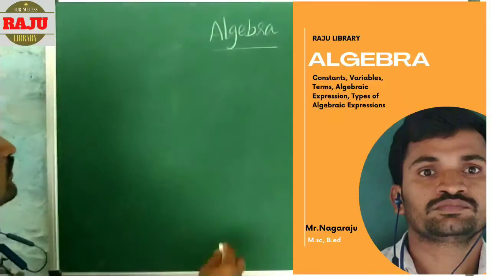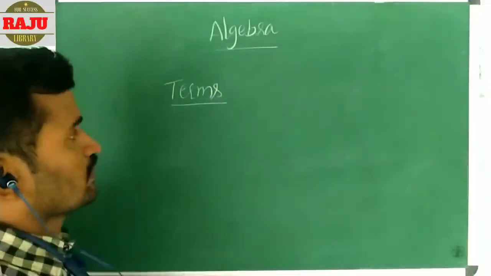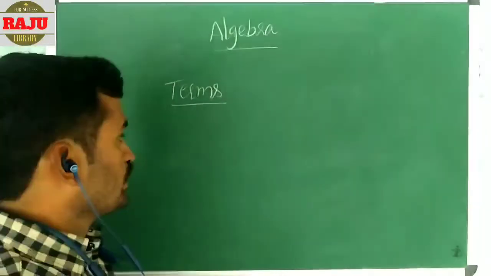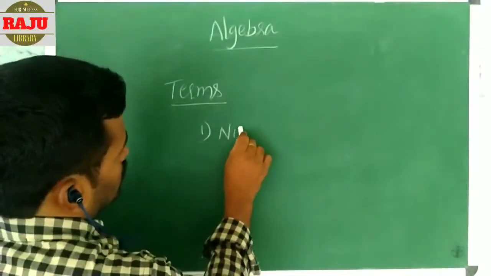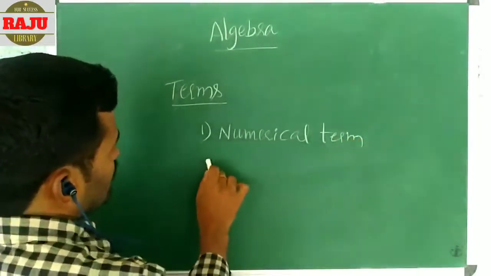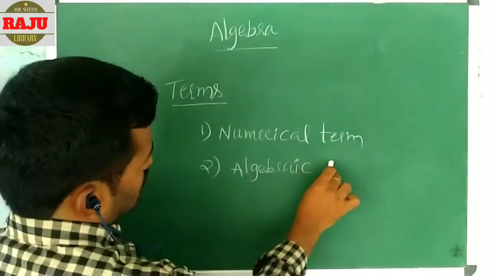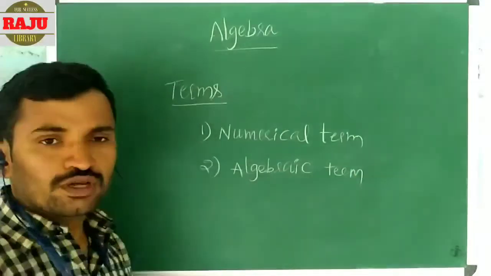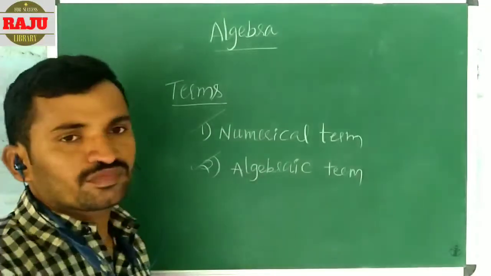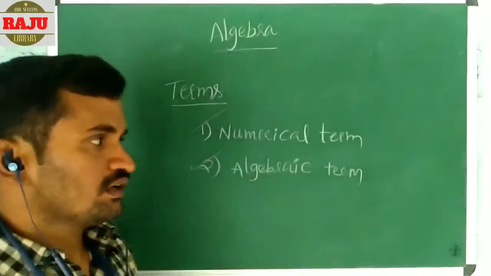Here we need to know the word terms. Two types of terms are there. One is numerical term. Second one is algebraic term. So two types of terms are there. To understand these two, numerical term and algebraic term, we need to know some more information. What is that information? Let us see.